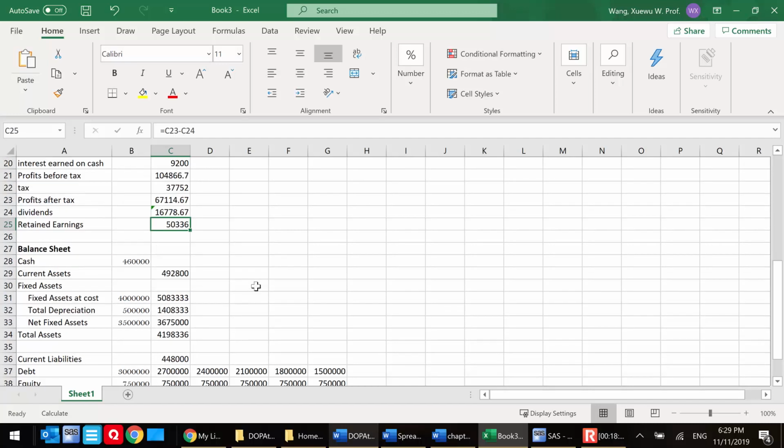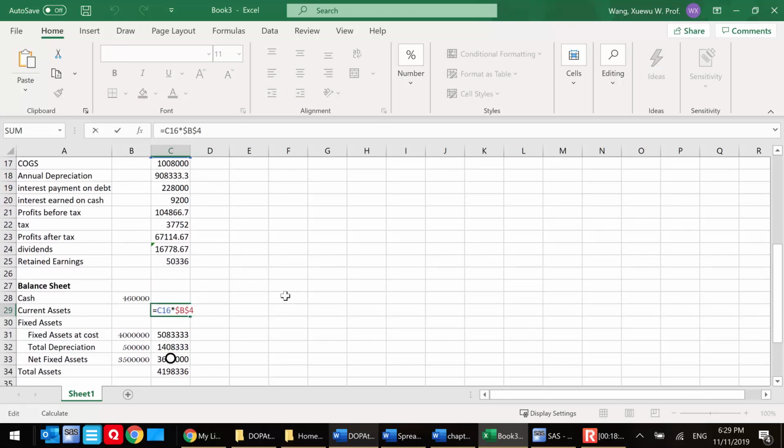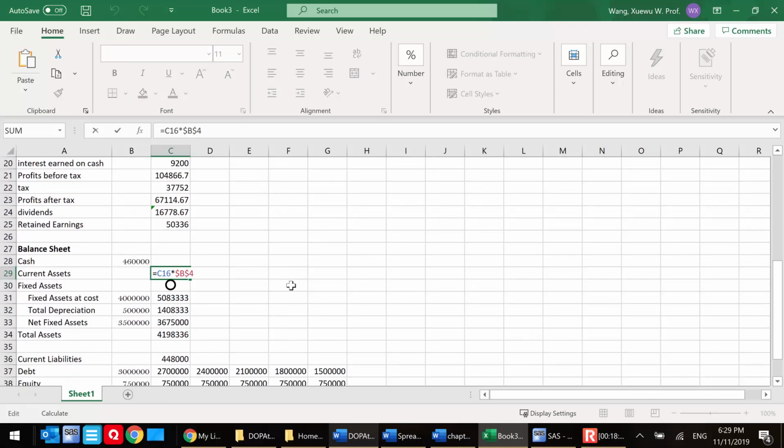Let me just double check all the numbers for the balance sheet. This is my plug. I'm going to come back to this. Current assets, so that's going to be the sales multiplied by the percentage of current assets as sales. That number is good. And we look at this number here. So that's the summation of the total depreciation plus the net fixed assets. So that's good.